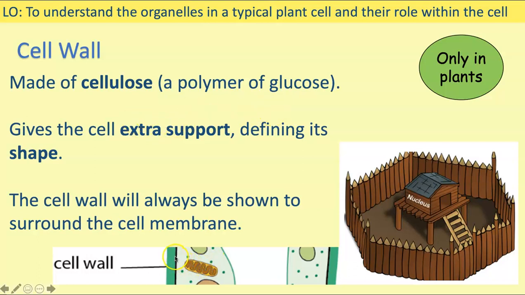So we said before that this black line represents the cell membrane. The outer green part represents the cell wall. The cell wall will always be on the outside.